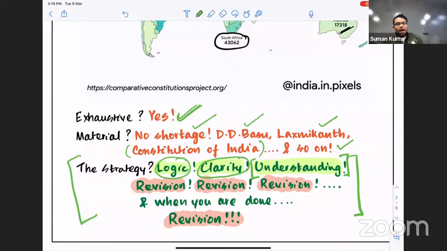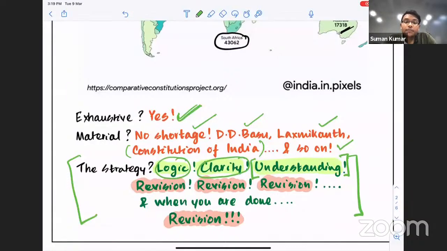So today, I have set out with a goal to give you a brief glimpse of how to start polity. Everybody says polity is related to the Constitution of India. However, to be able to start, where should one start? Chapter 1, page number 1, paragraph 1?